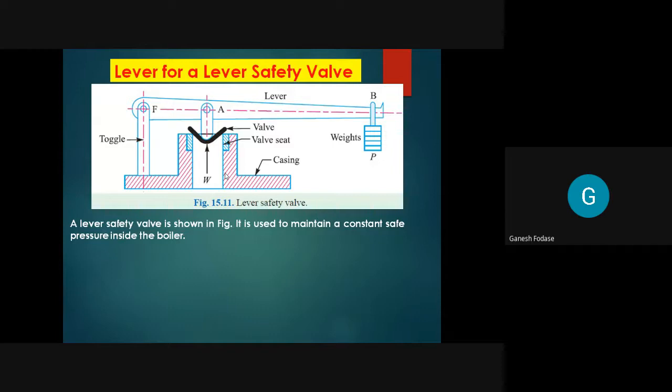And what we see here is used to maintain a constant safe pressure inside the boiler. Until that pressure is reached, the valve is not open. Let's say this is the opening from the boiler region. Is this arrow visible to you? Yes, sir. Okay. So the pressure is coming from the boiler side. This is the opening from the boiler region, and on that opening we are keeping our safety valve.